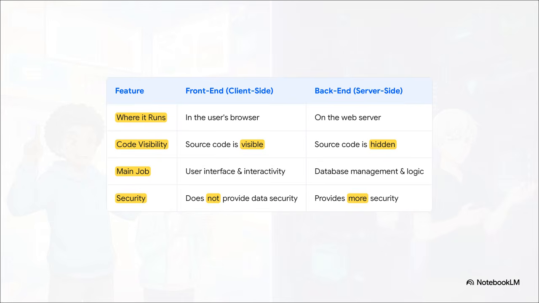Front end runs in your browser, back end runs on the server. Because of that, front end code is visible while back end code is hidden. And that has huge implications for security. You absolutely cannot store sensitive stuff like passwords on the front end. That's a job for the much more secure back end. I mean, you wouldn't leave the cash register out in the middle of the dining room, right? You keep it locked in the back office. It's the exact same idea.